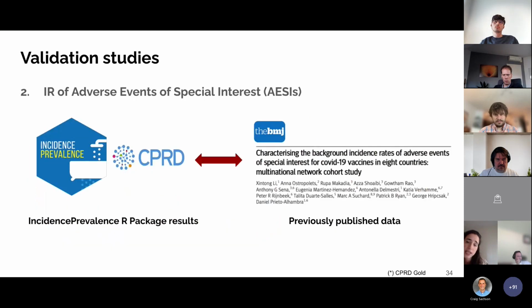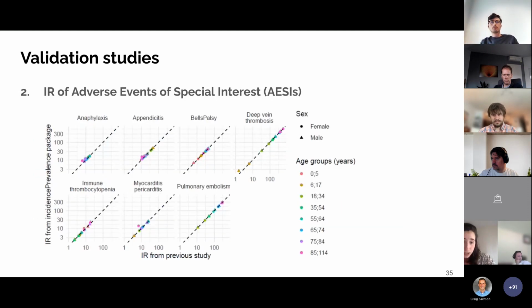In the second validation study, we tried to replicate a study looking at the background incidence rates of adverse events of special interest for COVID-19 vaccines. This was a network study. We only used data from CPRD Gold, but we tried to replicate all the same settings that they used in that analysis. And these are the results we got. So we got high agreement between the results obtained with the package and those previously published in all the strata and all the outcomes studied.